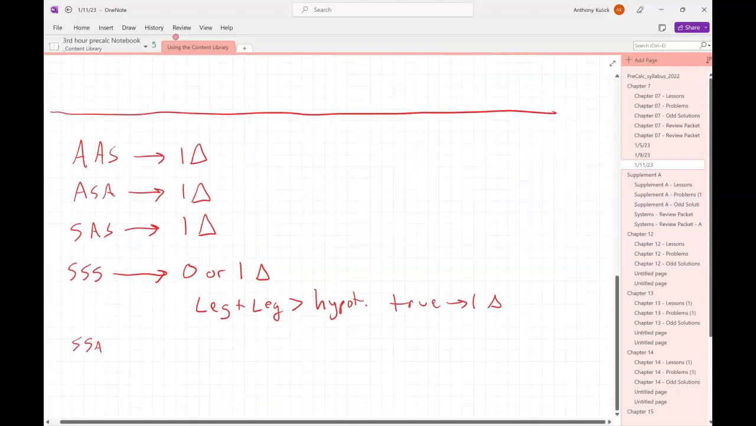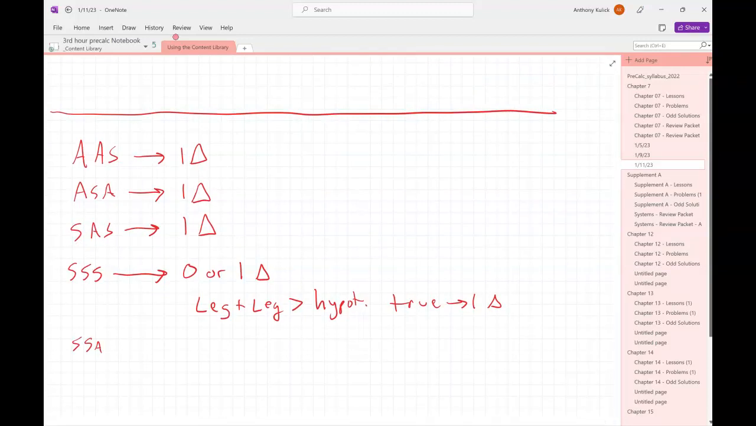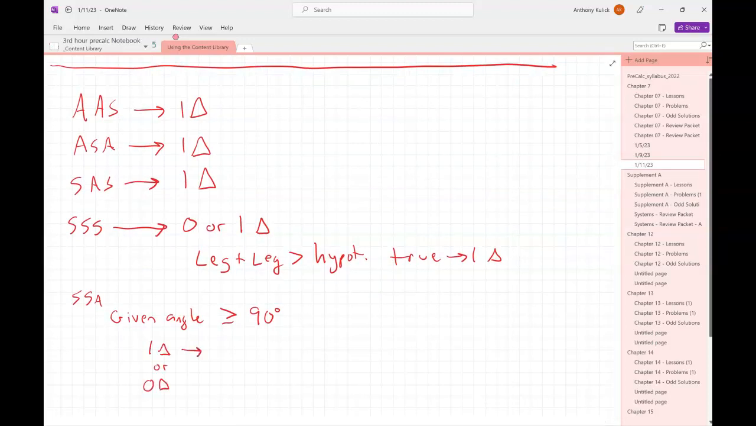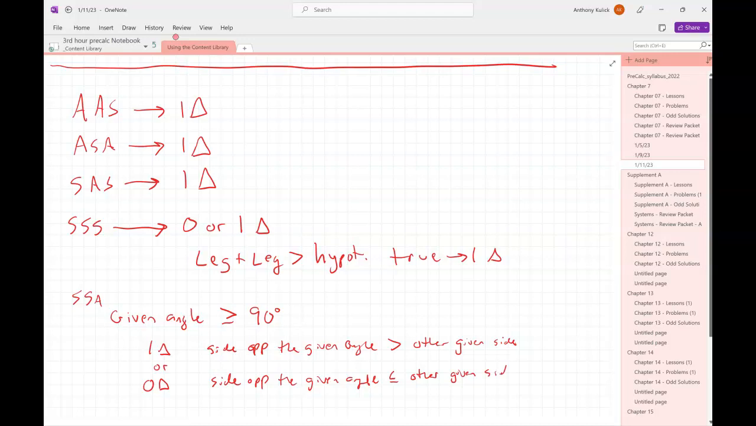The confusing one is the SSA case. So you have to check. The first thing we check is the size of the given angle. If it's greater than or equal to 90 degrees, you can have one triangle or you can have 0 triangles. To check, the side opposite the given angle has to be greater than the other given side. Otherwise, you have 0 triangles. So if the side opposite the given angle is less than or equal to the other given side, no triangle is possible.